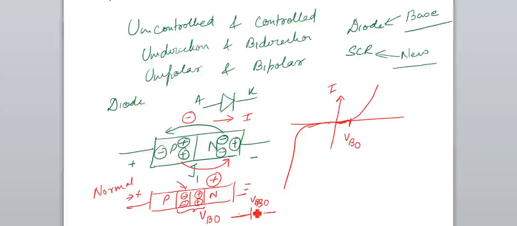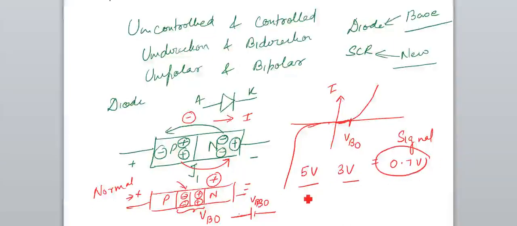Now this is good for signal level. At signal level, I think it is approximately 0.7 volt. This is good when you transmit a signal, because at signal level you are working at a maximum of 5 volt or 3 volt only. So for transferring a signal, a signal diode is good enough.